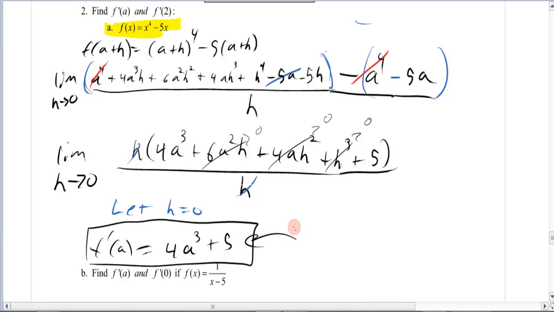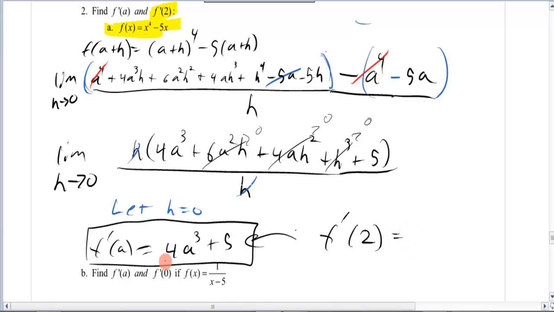What are we seeing? Now remember, this whole thing, the whole derivative, came from finding the slope. So what we have found here is the slope of this original function at any given point. So now, the second part of this was saying find f prime of 2. You can see that's right up here. Find f prime of 2. So what would that mean?